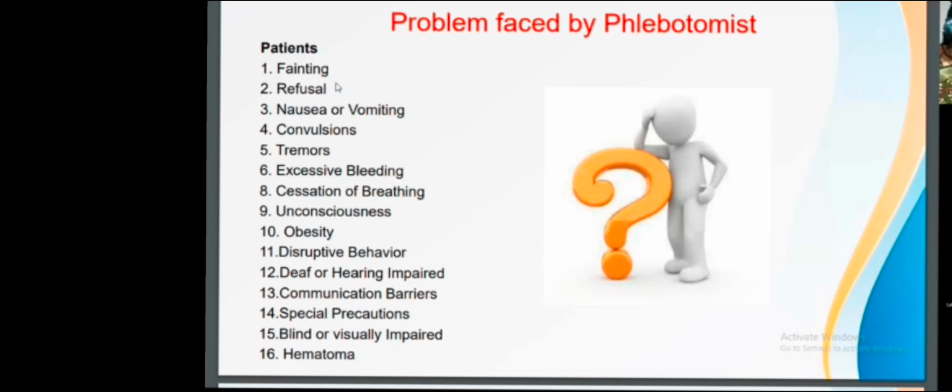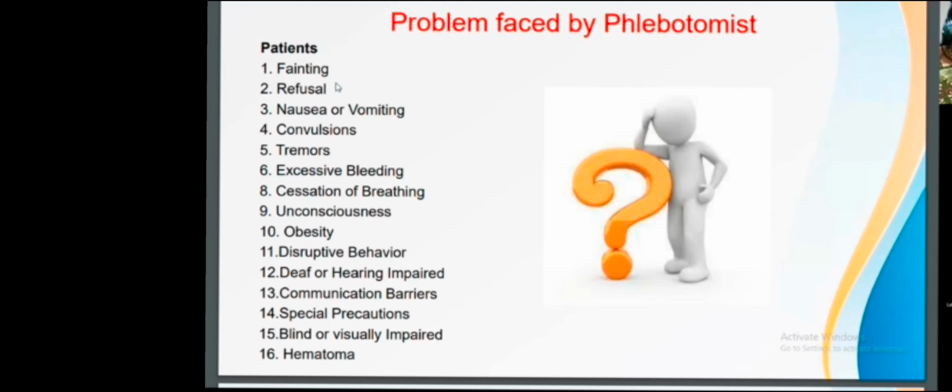Convulsions, tremors, excessive bleeding, cessation of breathing, unconsciousness, then immediately inform and take emergency help. Obesity. If finding the vein is difficult, then find an alternative vein or use butterfly needle. Disruptive behavior. Take the help of the patient attender or sister.